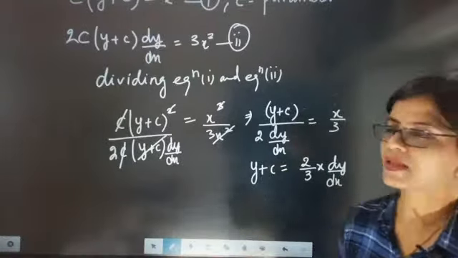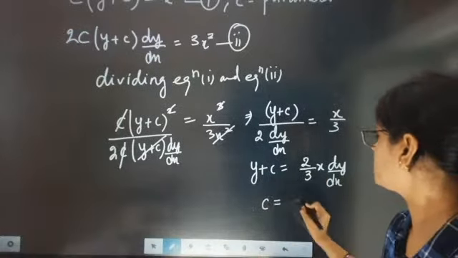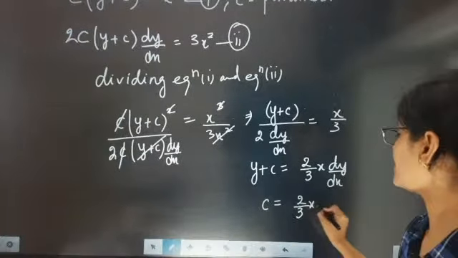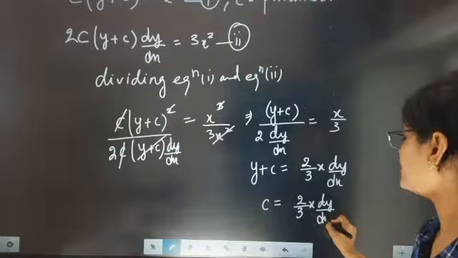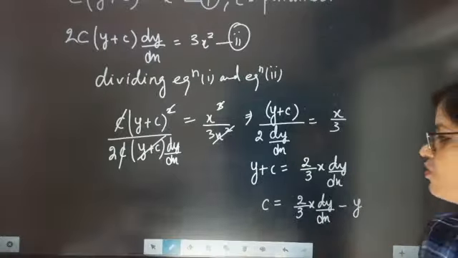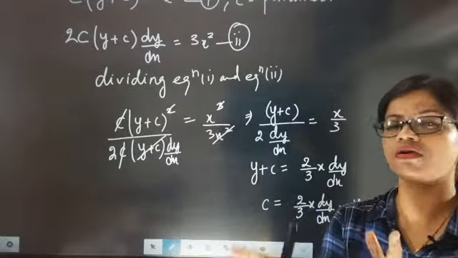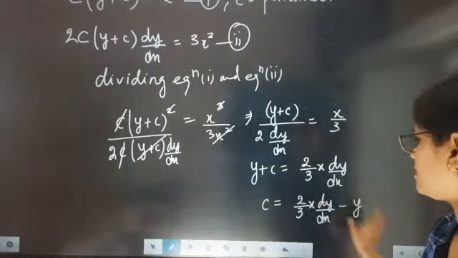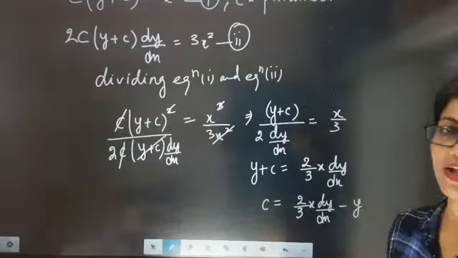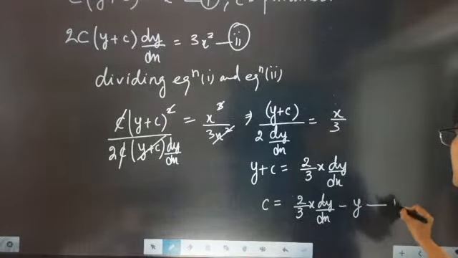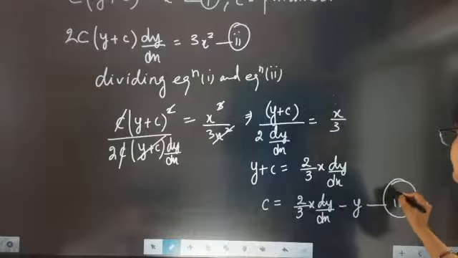Again this c is there. So now what we are going to do, we will write c equal to 2 by 3x dy by dx minus y. Now we got the c value. Now we got this c parameter. Now this is the c value. Okay. Now we are going to take it as the third equation.